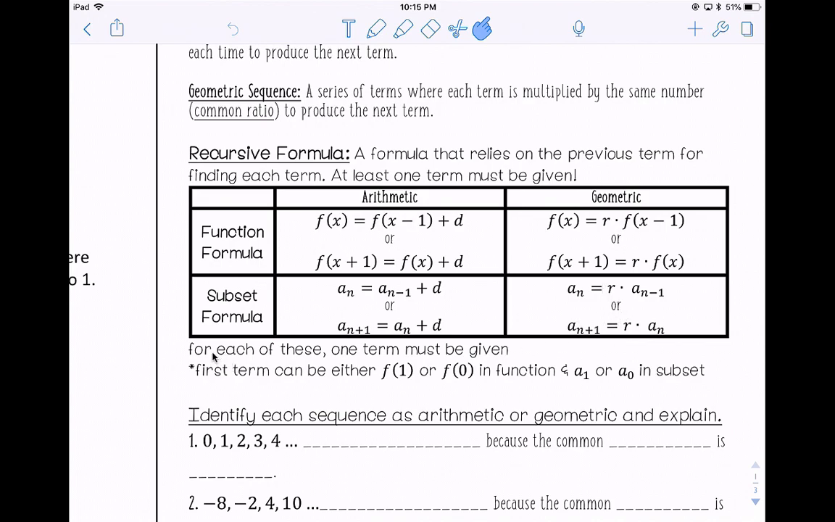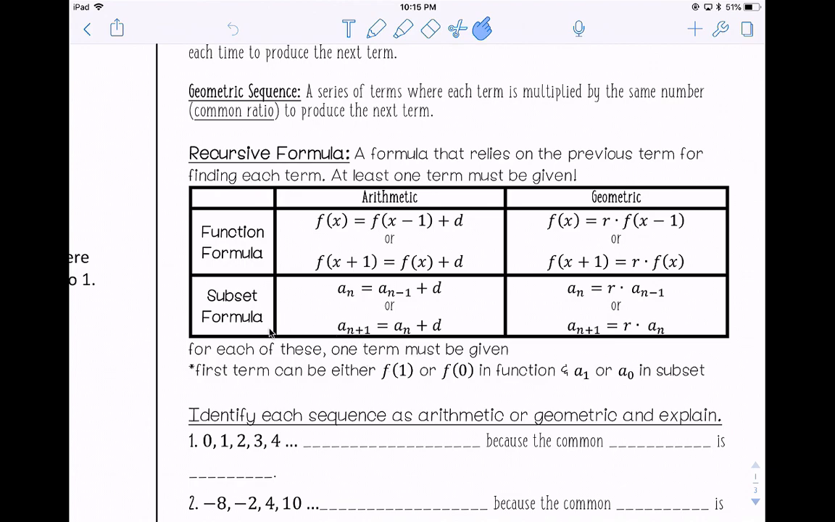Okay. Again, for each of these, one term must be given. Just know the first term can either be f of 1 or f of 0 in function notation, or in subscript notation, it could be a sub 1 or a sub 0. So there's no real rule on whether they have to give you 1 as the first term or 0 as the first term. So really important that you know that, okay?